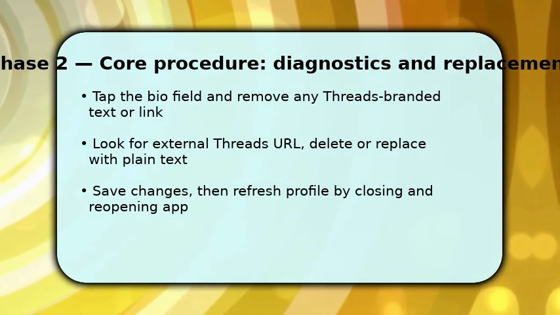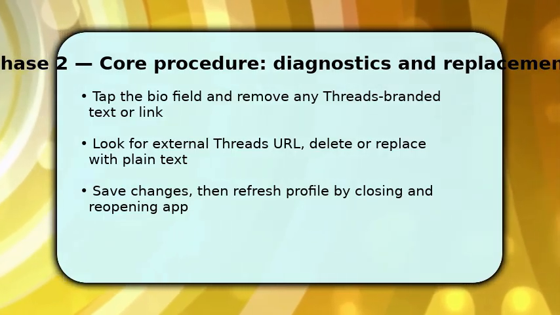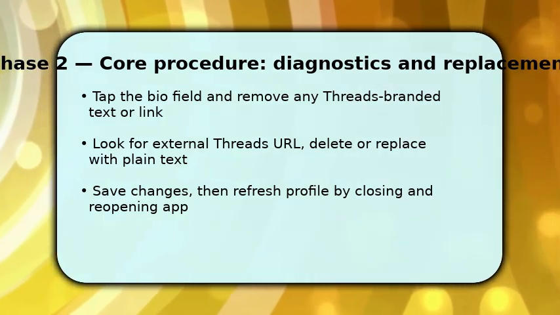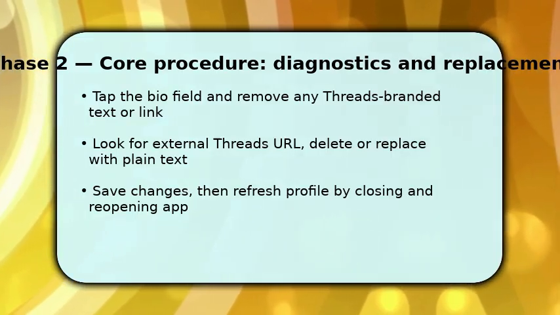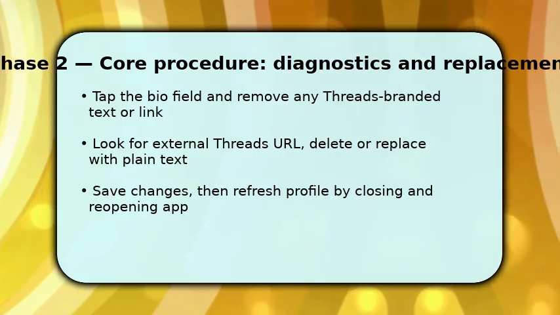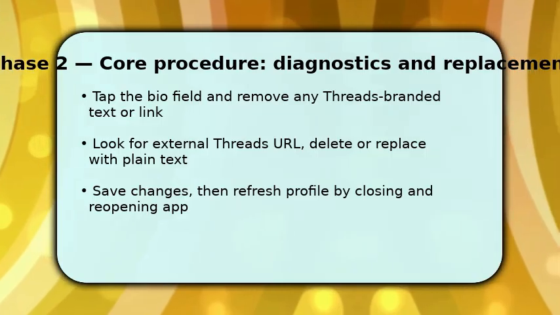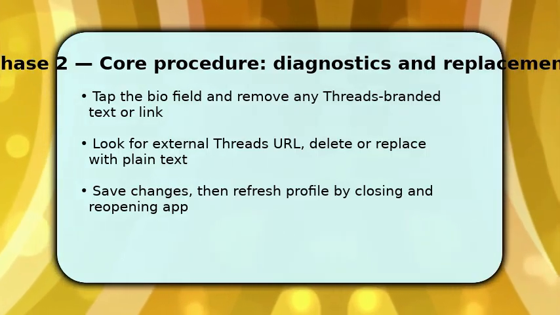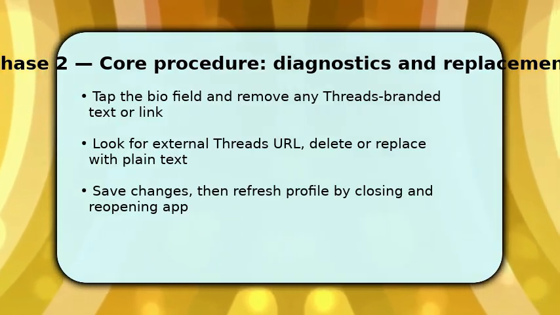Edit the bio to plain text or a neutral link. Changing the exact URL often forces Instagram to reevaluate banner triggers. After saving, close Instagram completely and reopen to ensure the server syncs changes. This refresh can remove cached banner data. If the banner persists, repeat edits and give the system several minutes to update profile metadata before moving on.